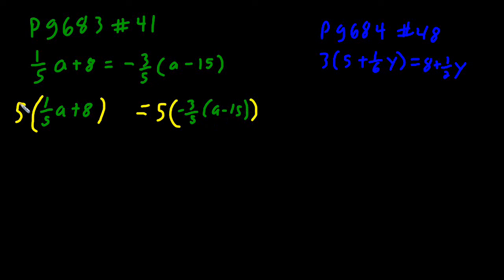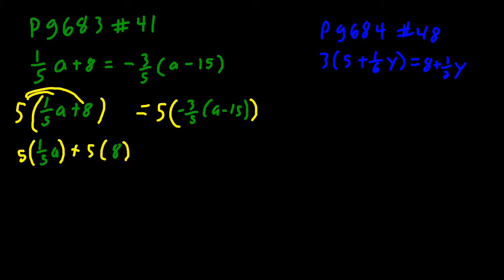Anytime you multiply a number times its reciprocal, 5 times a fifth, that's going to give you 1. And so here you've got to distribute this 5. You've got to multiply each item in parentheses by 5. And so this will be 5 times a fifth of a, plus 5 times 8. So this will be a fifth a. This will be 8.